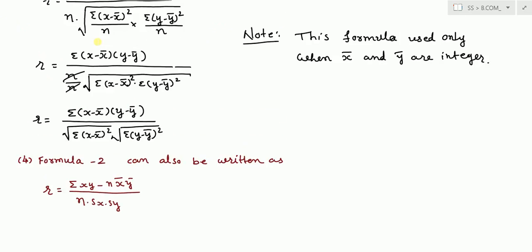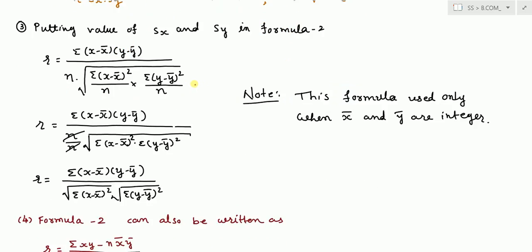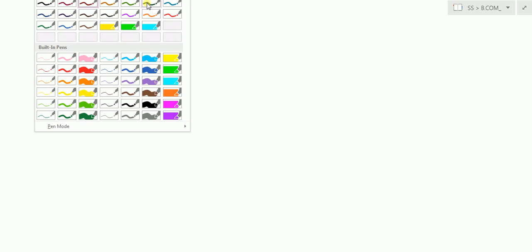Now see formula number 2. The denominator n sx sy is the same, only if we expand the numerator we get formula number 4. Now formula number 5. Formula number 5 is called direct method.